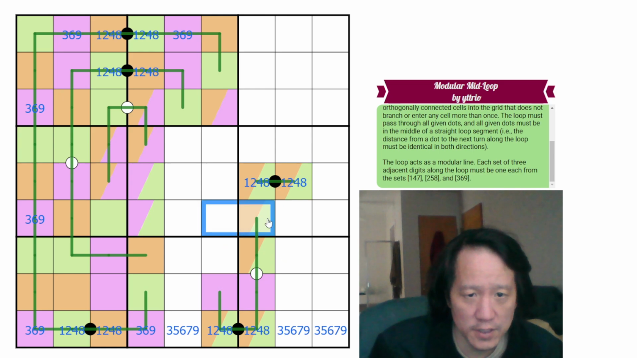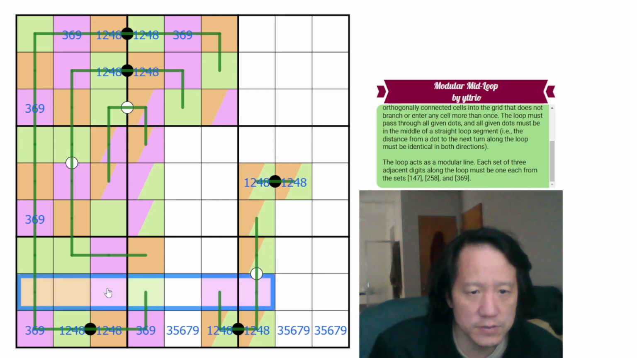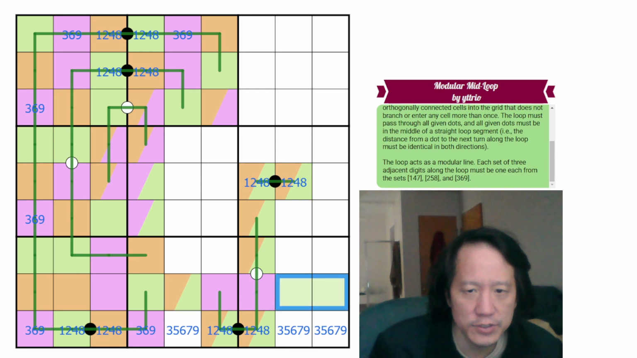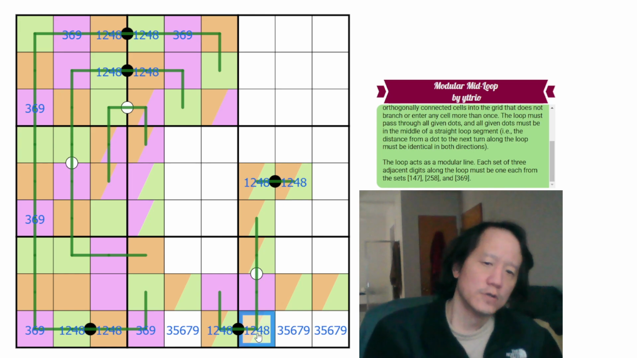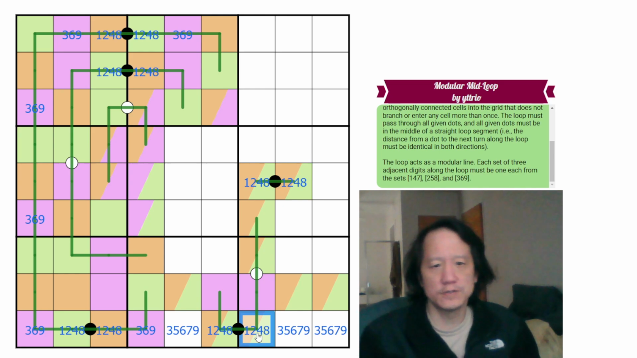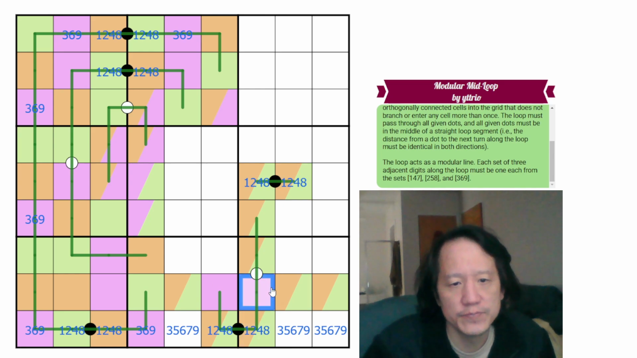So this one does not continue onto this. We have 3 pinks already in row 8, so the rest of the row cannot be pink, so it's green or orange, and these are green or orange. The next one here is a pink, but we're not sure which way it goes. Let's see. So this is 369 also.